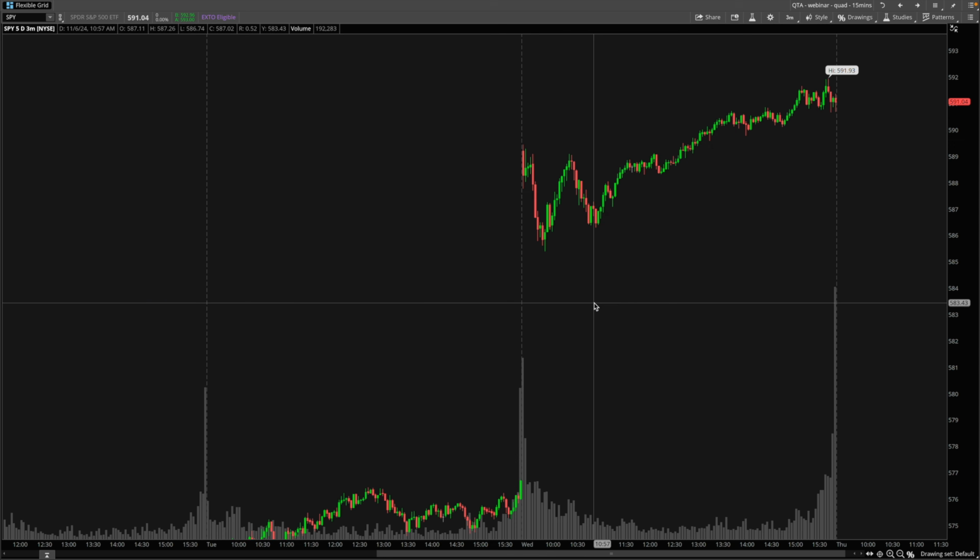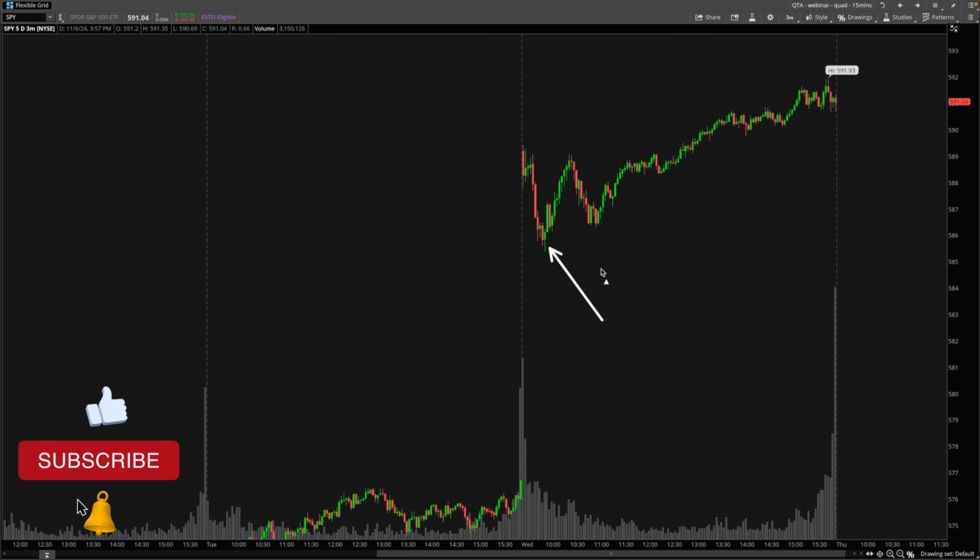Let's review a trade from Wednesday, November 6, 2024, with the market at all-time highs right here. There was an opportunity to take a bounce trade right at this level. I want to review some of the things I was looking at and why this is a good trade setup you can add to your playbook.